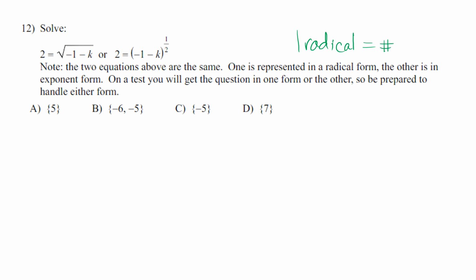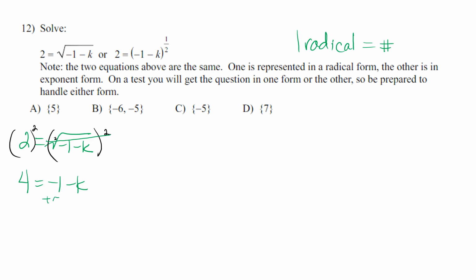All right, so if we're dealing in radical form, 2 equaling the square root of -1 minus k. So my radical is isolated, meaning it's all by itself. If it's the second root, then I have to raise it to the second power to undo those two things. So I will do that to both sides of the equation. That's going to leave me with 4 equaling, the square root and the square undo each other, so 4 equals -1 minus k.